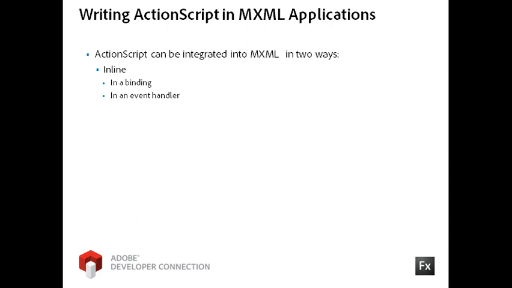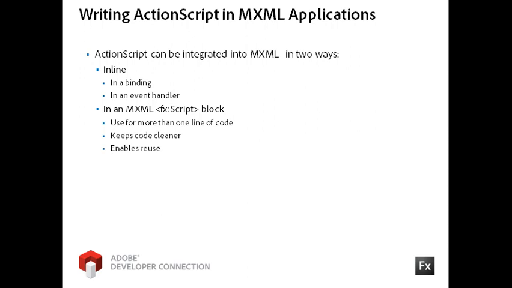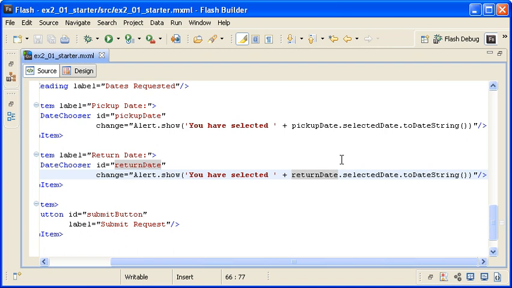The second way to integrate ActionScript into your MXML application is to add it in an MXML script block. By convention, any event with more than one line of code should be referenced as an event handler in a script tag block. This keeps code cleaner and enables the code to be reused. Back in the car request example, you can see that the code in the change events for both date chooser instances only differ by the reference to the instance ID, pickup date, and return date. Although this is only one line of code, moving the code to a function will allow me to reuse it for both instances.